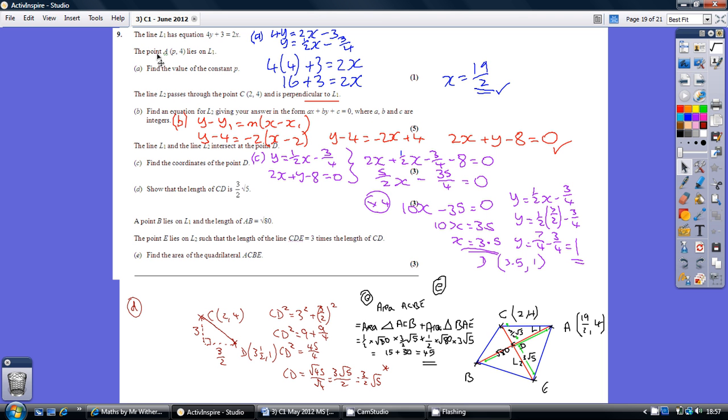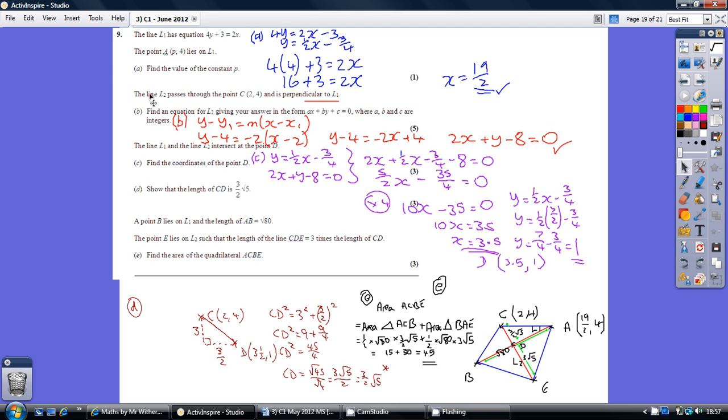Okay, so we've got to find the point A which lies on the line L1. We know the y coordinate is 4, so just substitute 4 into the equation of the line. So 4 4s are 16, add 3 is 19. 19 equals 2x, so x equals 19 over 2.